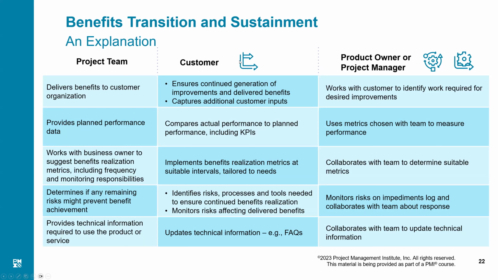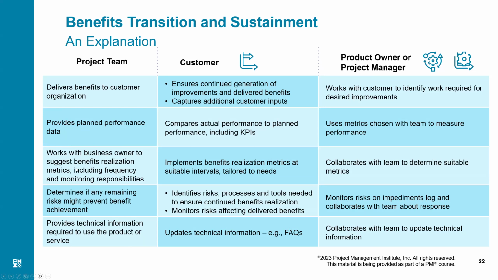Now, customer, what does that do? In a predictive environment, the customer ensures the continued generation of improvements and delivered benefits, and captures additional customer input. Whereas the product owner and manager work with the customer to identify work required for desired improvement. When the project team provides the planned performance data, the customer compares the actual performance to the planned performance, like KPIs and variances. And in Agile, the product owner and project manager use the metrics chosen with the team to measure the performance.